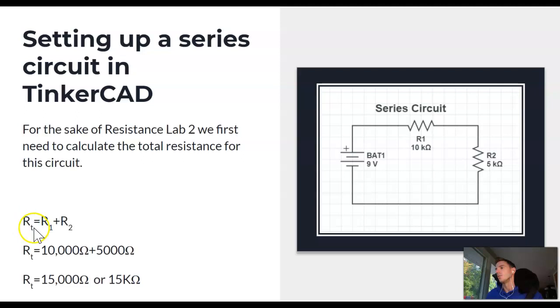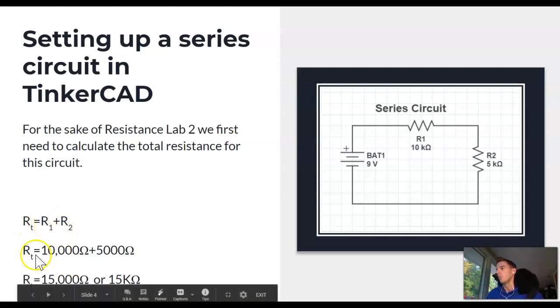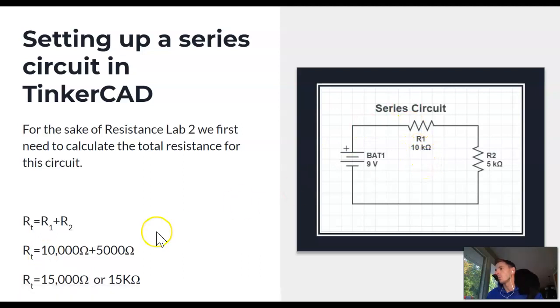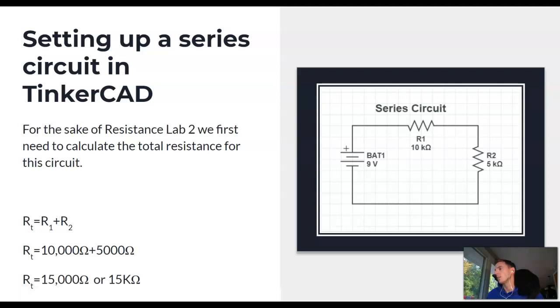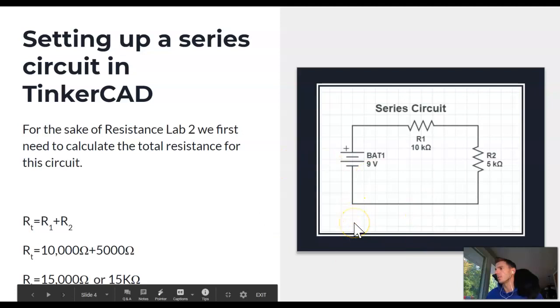So once again, resistance total is equal to resistor 1 plus resistor 2. And in this case, resistor 1 is equal to 10,000 ohms, and resistor 2 is equal to 5,000 ohms. So when we add those two things up, we come up with 15,000 ohms or 15 kilo ohms. So that's going to be the first thing you need to do for this.